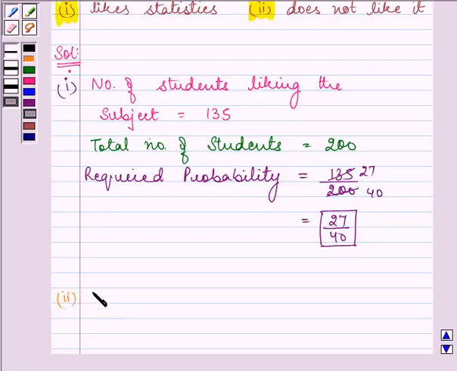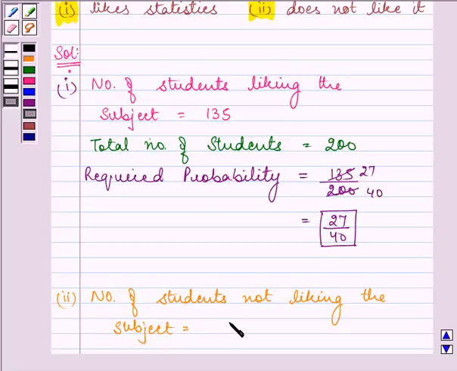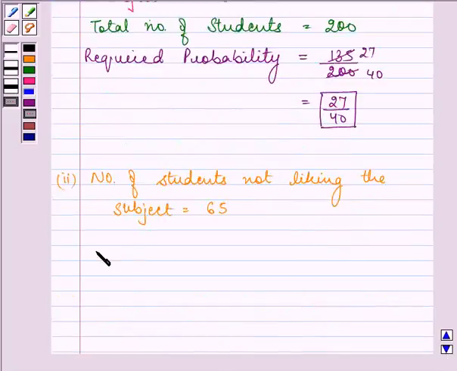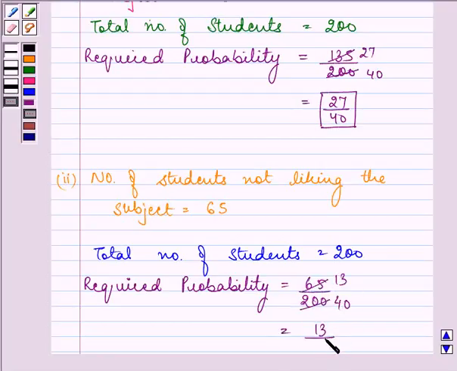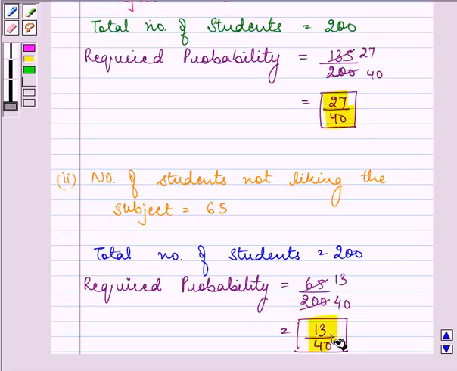Now, the second part is the number of students not liking the subject, that is statistics, that is equal to 65, which is given to us in the table. Total number of students will remain the same, that is 200, and our required probability is equal to 65 divided by 200, that is equal to 13/40. So this is the answer to the first part and to the second part.